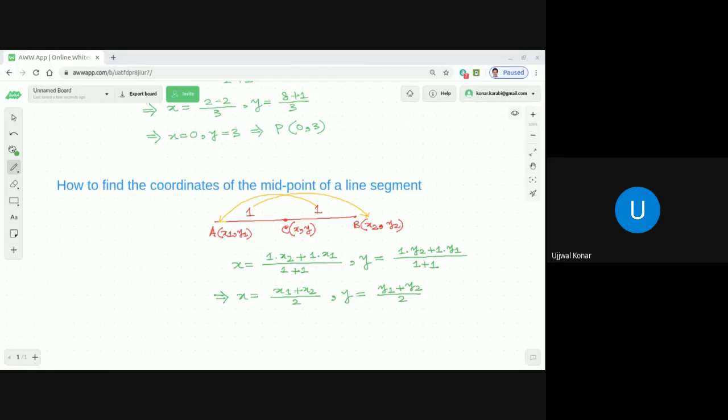Okay, great. So we need to solve problems related to the internal division formula we have learned, and we will do more problems in the next class. But before that, I would like to give some exercises.